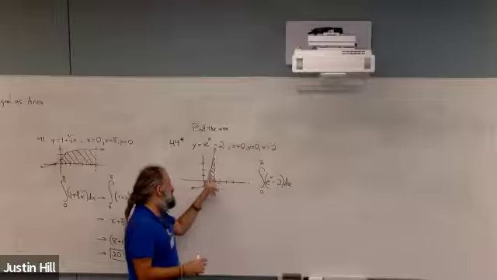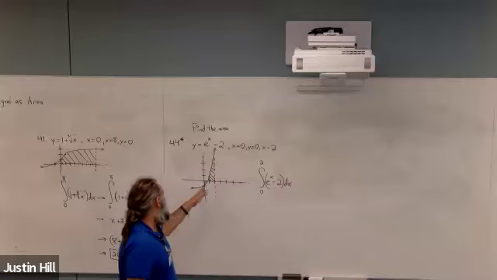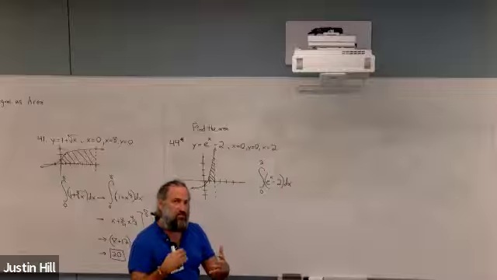Again, geometry says these are positive areas. There's no such thing as negative area. You're getting a negative in the calculation just because of how the calculation is structured.